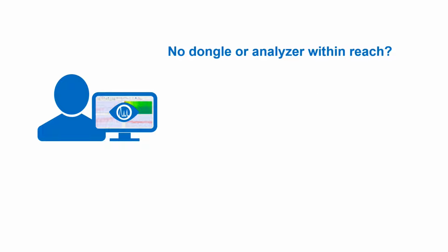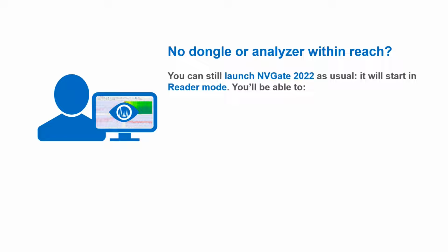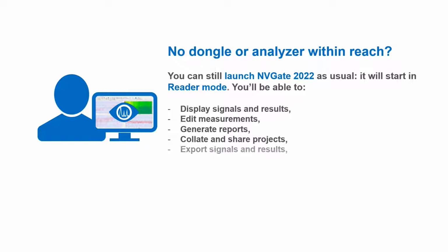If you do not have a dongle or analyzer within reach, you can now launch NVGate in Reader mode. You will be able to display signals and results, edit measurements, generate reports, collate and share projects, export signals and results, sort out data based on properties, and fill in the transducer database.